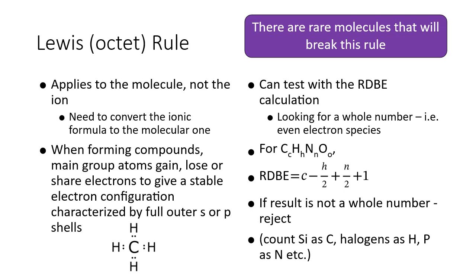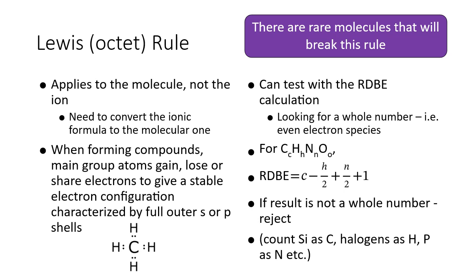Then if the result is not a whole number, this proposed molecule doesn't pass the Lewis rule, and you'd reject it from your list of possible formulae. There are some molecules that will break this rule and still be valid molecules, in particular those that contain higher valence versions of nitrogen or phosphorus, but it will work for the vast majority of cases.